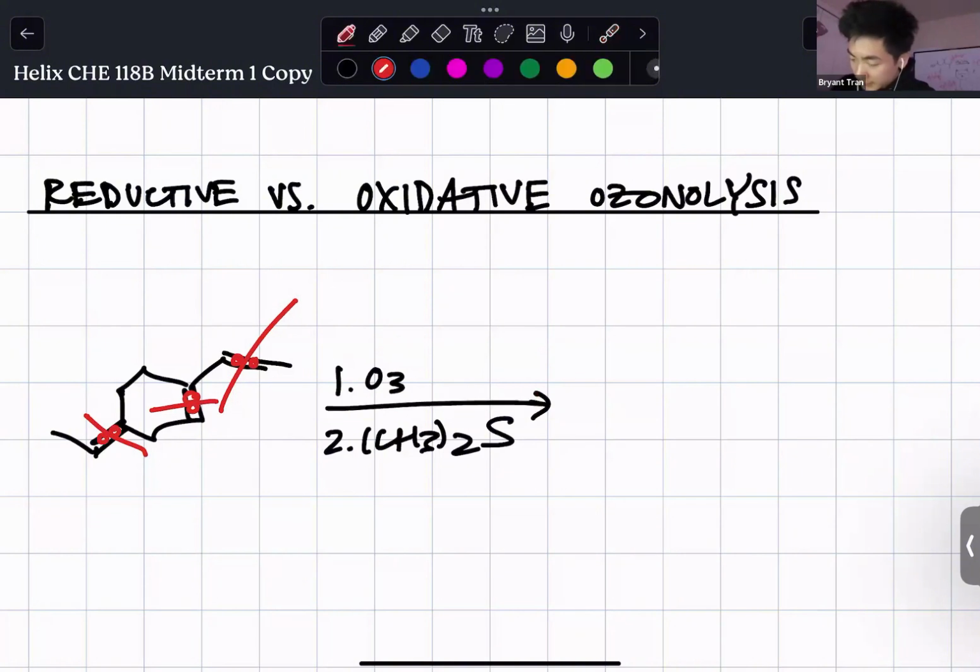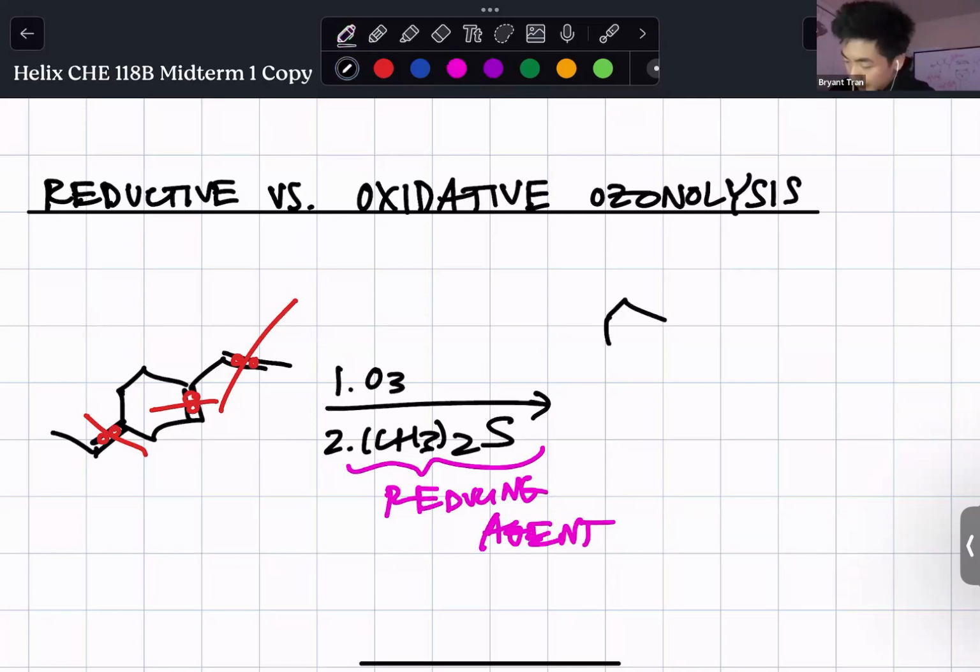Right, first step is O3. Second step, when you see this dimethyl sulfide, that is a reducing agent. So the answer will be as is after we cut it, right? We are going to stop at either the aldehyde or the ketone. So the way that I draw my product is going to be like this.